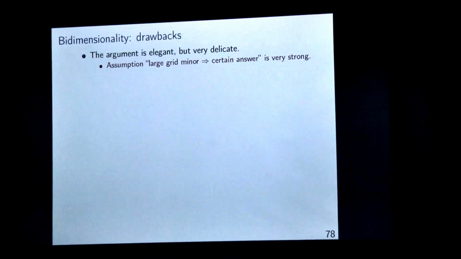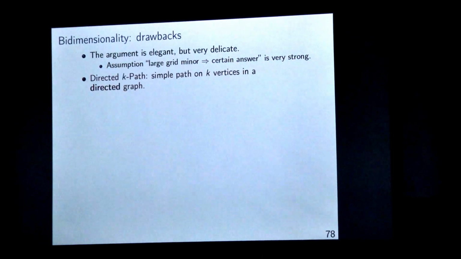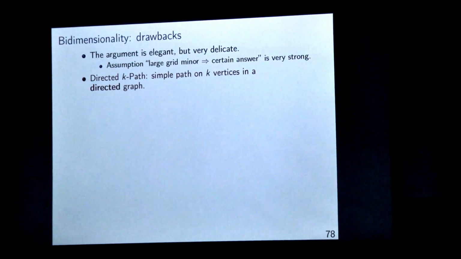So, what are the items? Now I have reached the end, don't worry. I am not going to prove that a large grid minor implies a certain answer. It's very strong. In what sense? Take directed k-path: a simple path of k vertices in a directed graph.